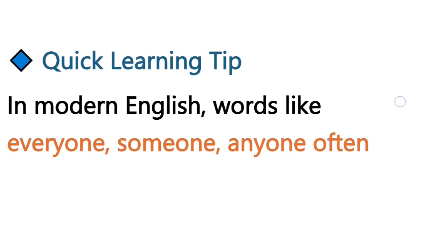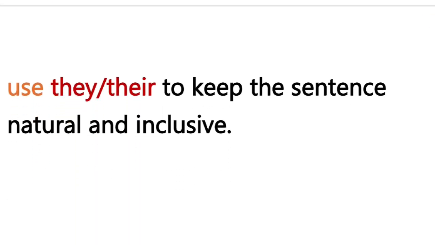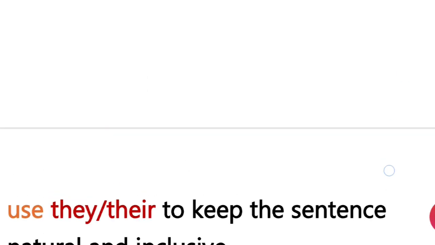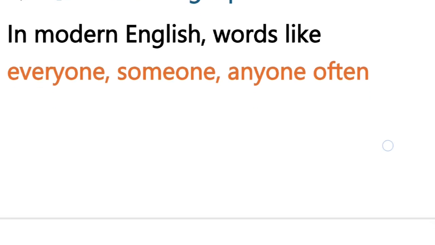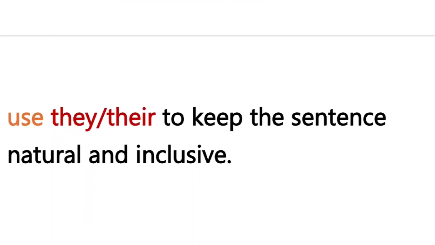Now after this, we'll do a quick learning tip in which we'll talk about how, in modern English, words like everyone, someone, anyone often use they or their to keep the sentence neutral, natural and inclusive. So which words are they? Everyone, someone and anyone. They use they or their as the pronoun to make the sentence natural and inclusive.